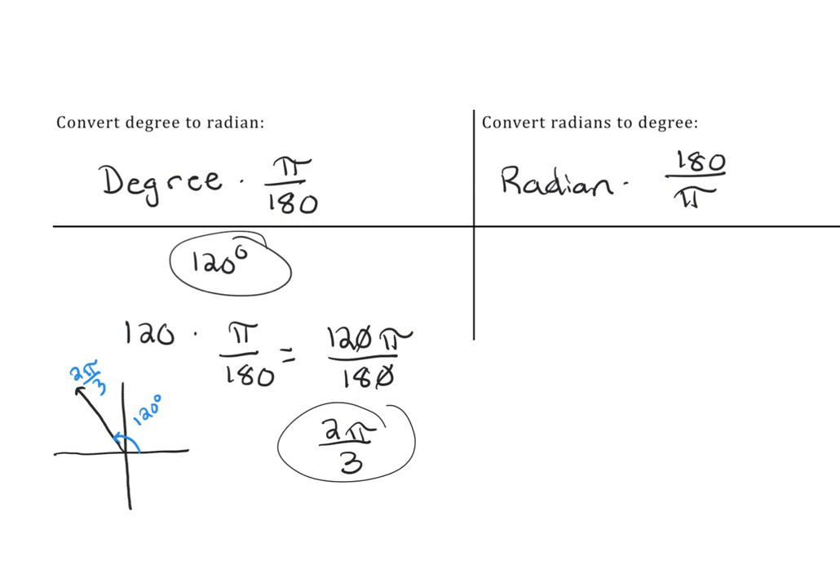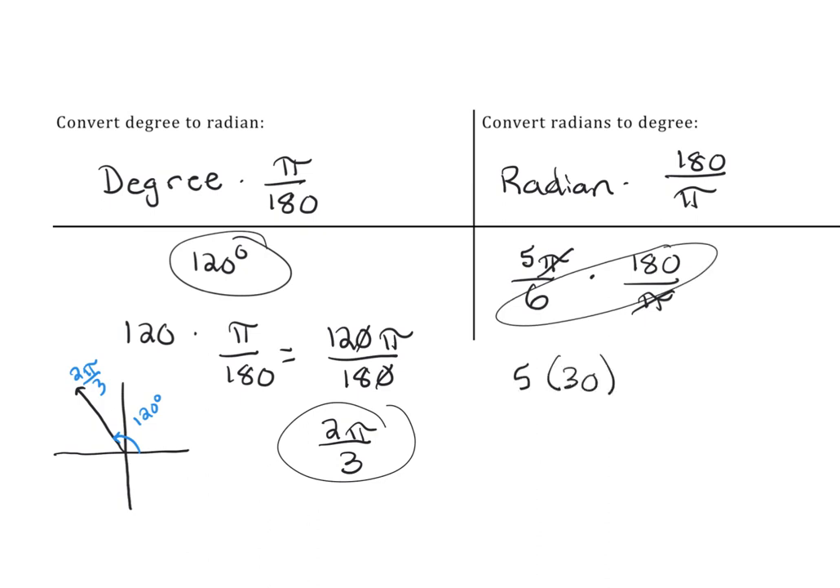Okay, let's convert the other way. So now if I give you a radian, let's say 5 pi over 6, and we want to convert it back to a degree, we will multiply by 180 over pi. The pi's will cancel. I can cross simplify there, so I'll have 5 times 30, which is 150 degrees. So 150 degrees will be the same location as the 5 pi over 6.